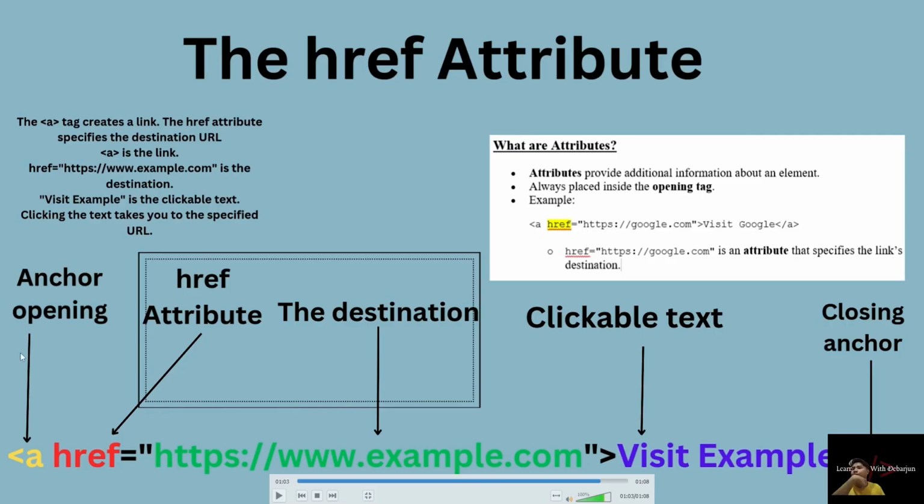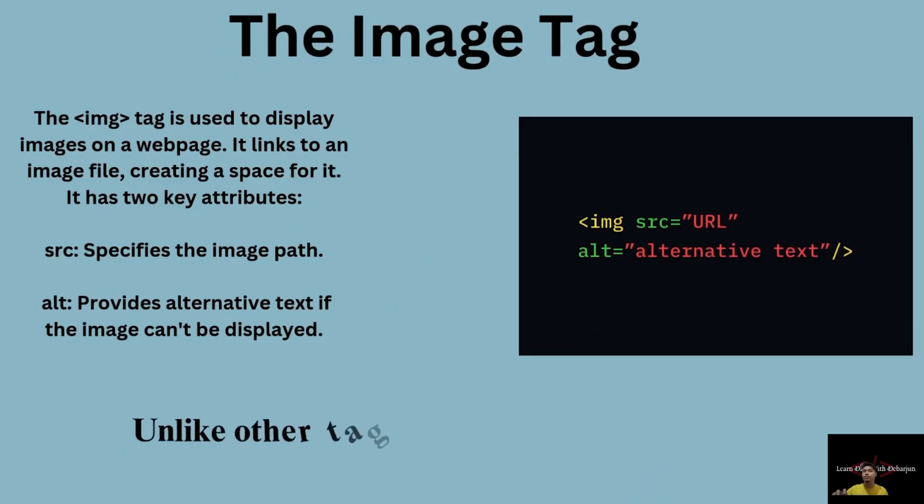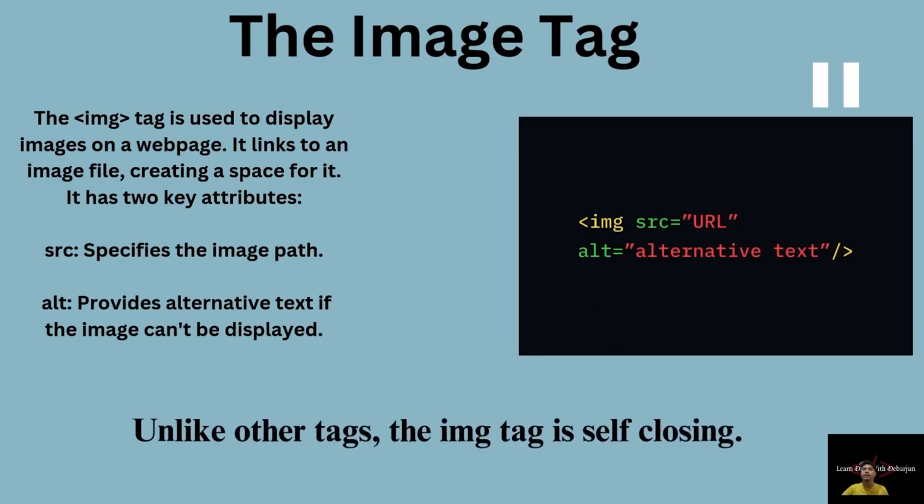This is the example, I made this myself. So anchor opening, href attribute, and this is the destination. This is the clickable link, or you can say this will be the text that will be visible on the website or web page, and this is the closing anchor. Okay, we will learn about this in the next practice demo.